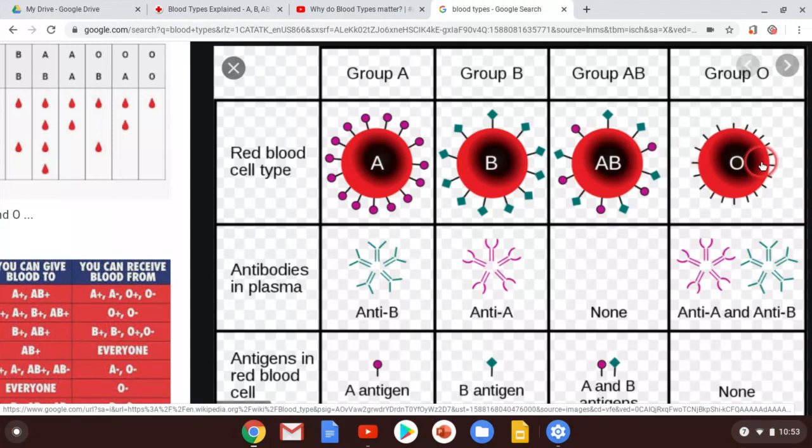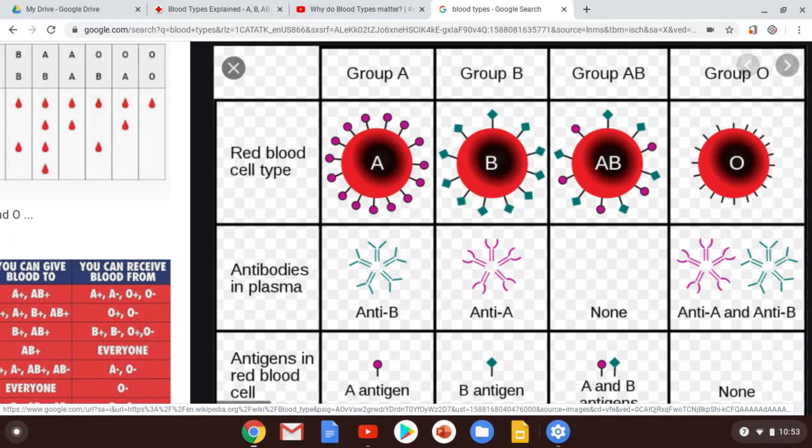Finally, if you are type O, that means you have no antigens, no tags. So that means you think everything is bad. You think A and B are both bad, so you're going to have both the A and B antibody. Now that we know this information, let's talk about why this is so important. The answer is blood transfusion.